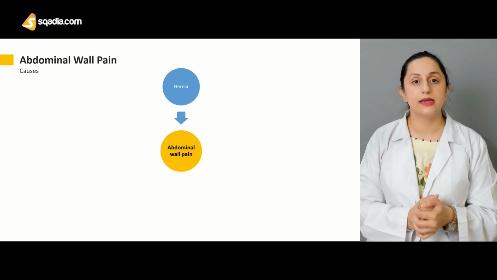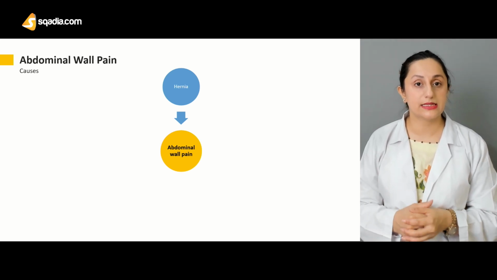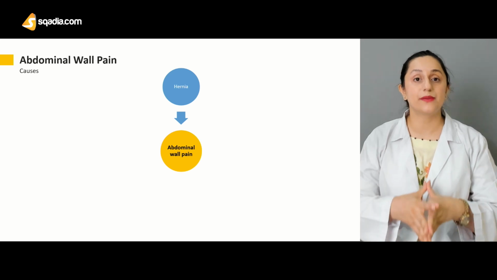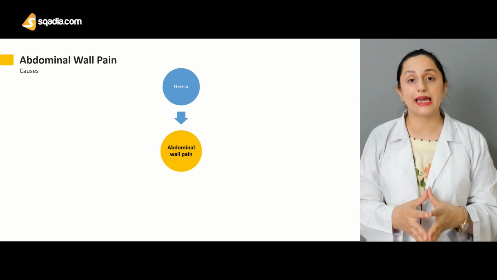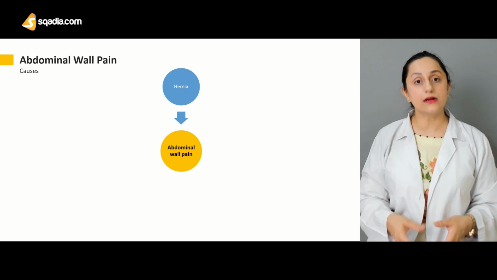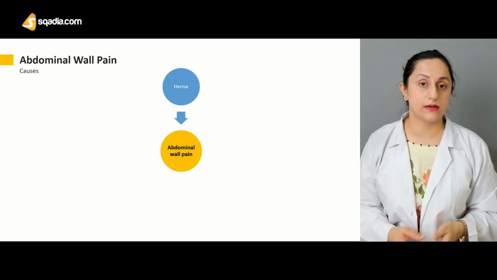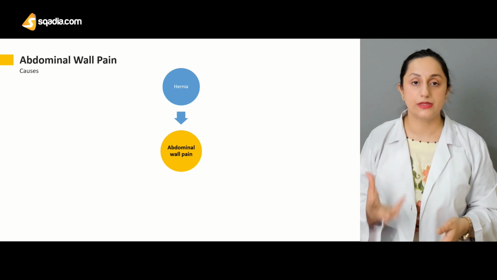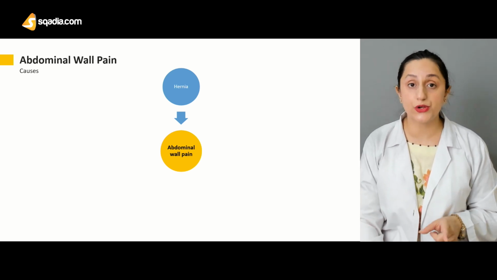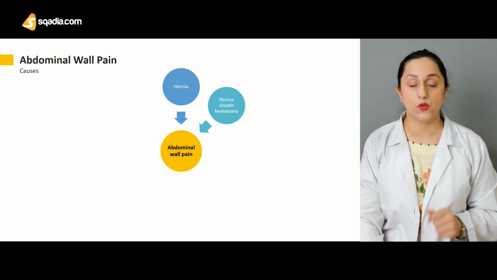It can be a pelvic herniation. It can be an umbilical herniation. It can even be an inguinal herniation, which is again related to the abdominal pain that is occurring for this particular patient. So you look for this herniation factor over here.